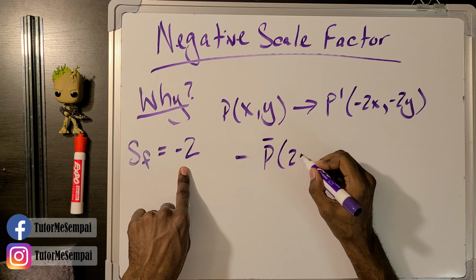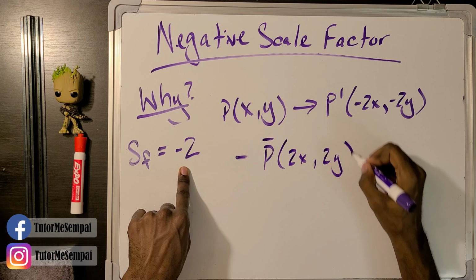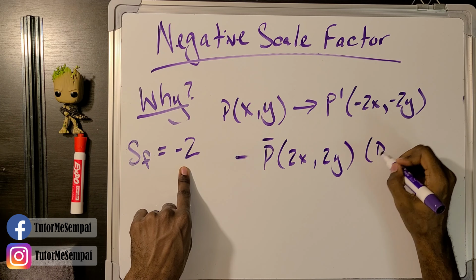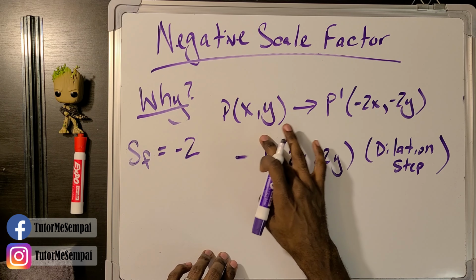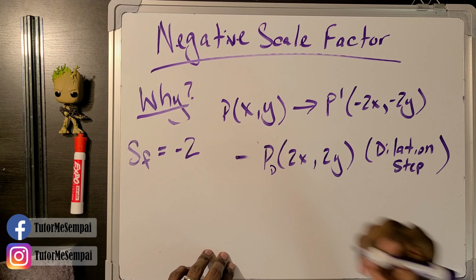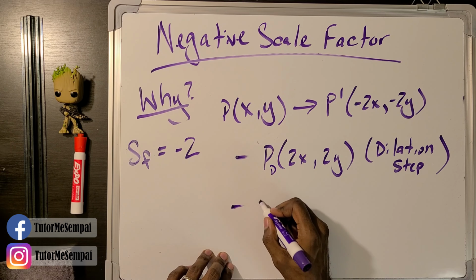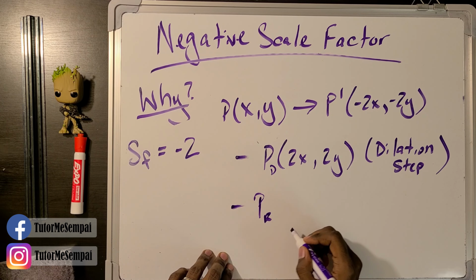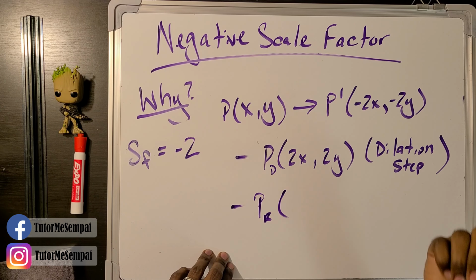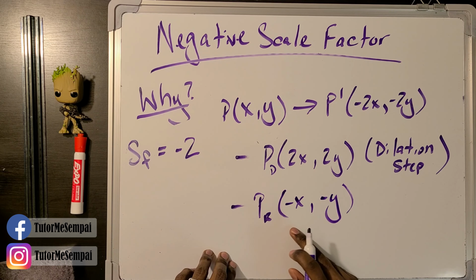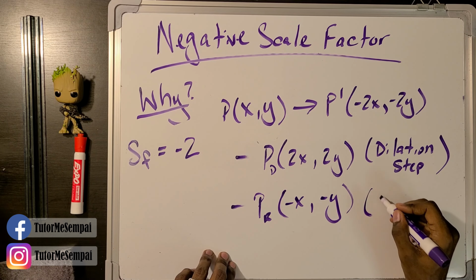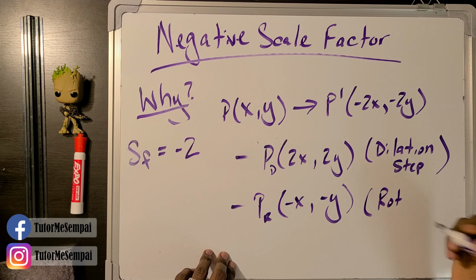And that's going to be 2x and 2y. So this can be your dilation step. Matter of fact, let's call this PD for dilation. And your PR is going to be your negative x, negative y, and that's going to be your rotation step of 180 degrees.